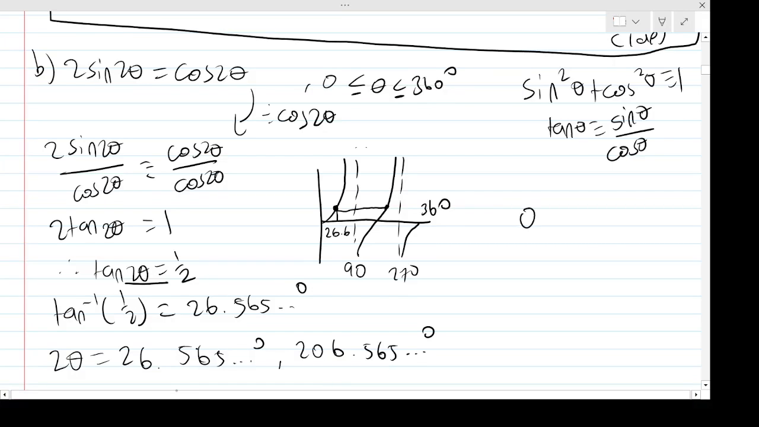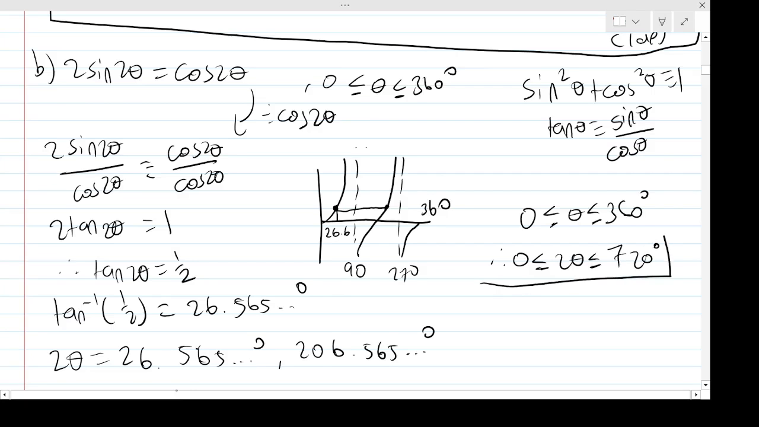So if we have 0 to 360 for theta, then we should always be adjusting our interval because now we have 2 theta. So we need to double everything. So therefore we'd have 0 to 2 theta, and then 360 times 2 would be 720 degrees. That is the interval we need to be working in. So we need to make sure all our values are less than 720.